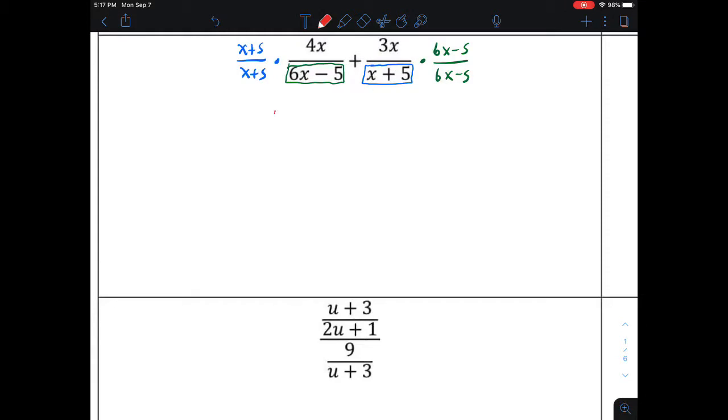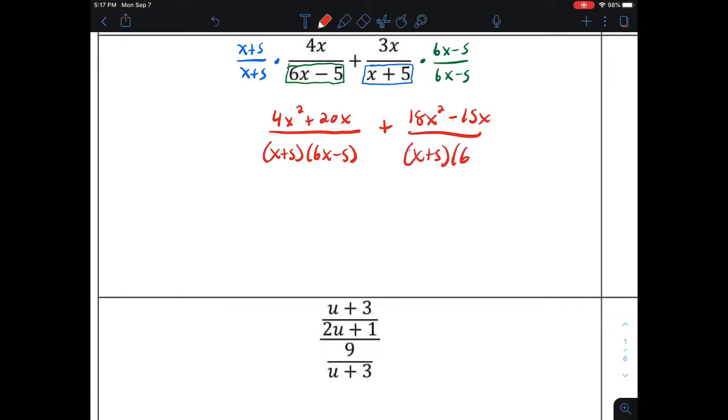And so we'd have 4x squared plus 20x over x plus 5 times 6x minus 5, plus 18x squared minus 15x over that same denominator, so x plus 5 times 6x minus 5. Now, since the denominators are the same, we can now combine these two fractions and perform the operation with their numerators and rewrite.